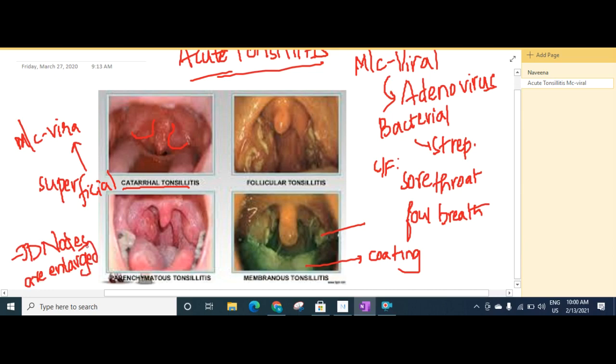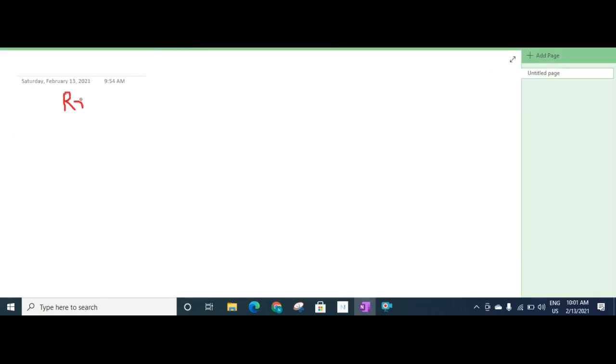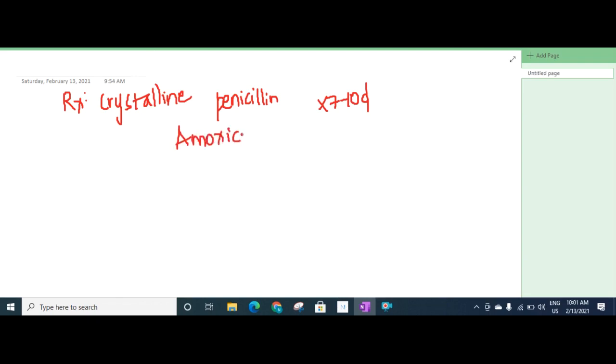Treatment is with antibiotics. You can use either crystalline penicillin or amoxicillin for 7 to 10 days. But if you are asked about the drug of choice, then amoxicillin is the drug of choice for acute tonsillitis, which is given for 10 to 12 days.